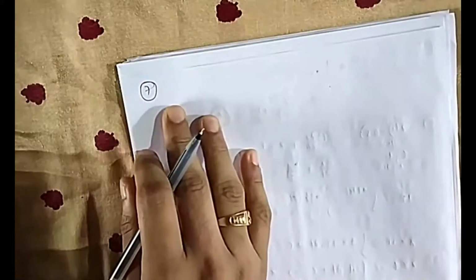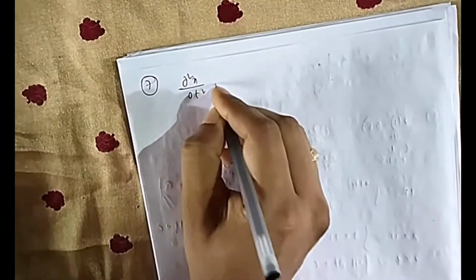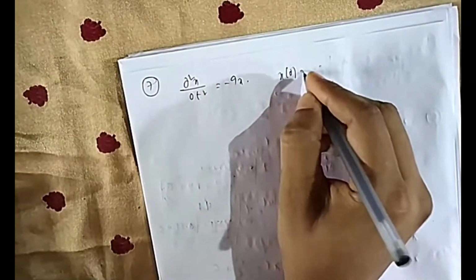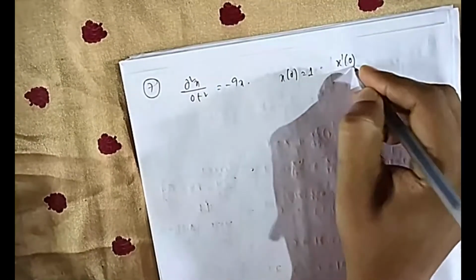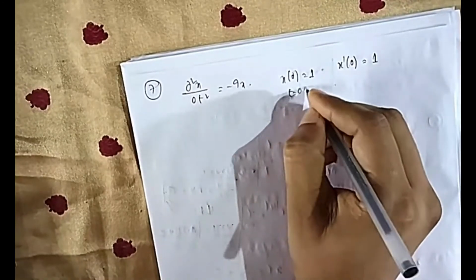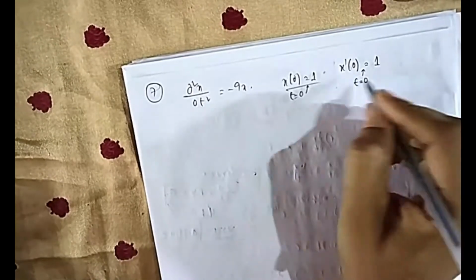In question 7, it is given the solution of the differential equation d square x dt square is equal to minus 9x. Initial conditions are given: x(0) equal to 1 and x dash 0, that is dx/dt, is also 1. That is, at t equal to 0 your x is 1, and at t equal to 0 your x dash is 1. So both the initial conditions are given.